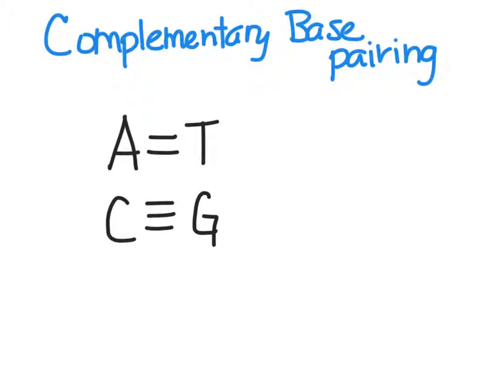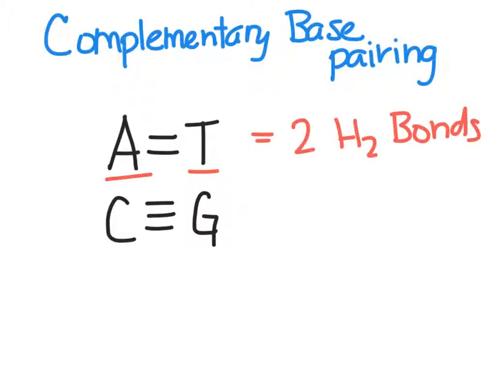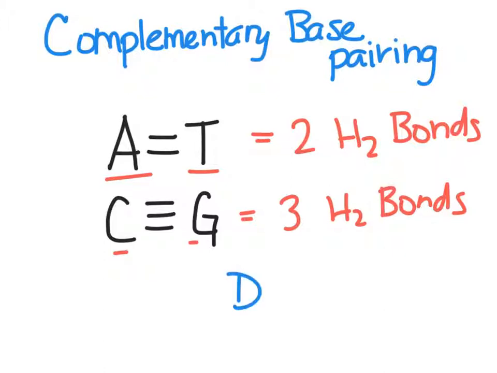So one way I remember it is A and T equals 2 hydrogen bonds, and C and G equals 3 hydrogen bonds. AT2, CG3. These are the complementary base pairs. A will always be bonded to T on the other side. C will always be bonded to G. And this is in the DNA molecule.